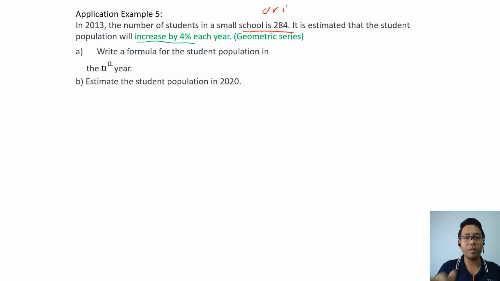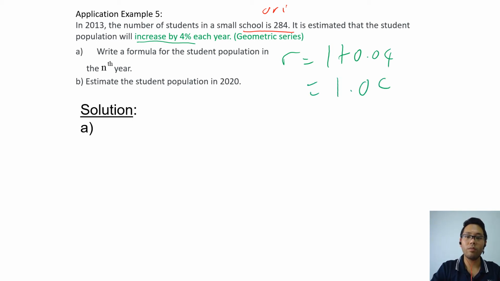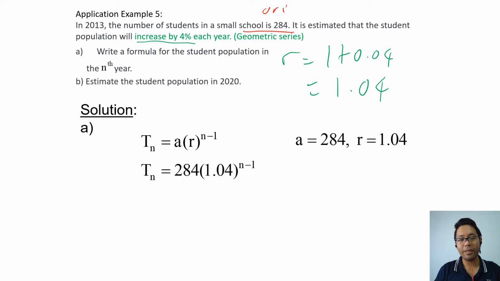So now we want to find the formula of the nth term, Tn. We're going to do it as how we did just now. So increase by 4%, so I can say straight over here, the r is 1 plus 0.04. Why plus? Because it's increased. So the r will be 1.04. Hopefully the handwriting doesn't bother you too much. So just substitute inside the formula and you got that. Boom. As simple as that.